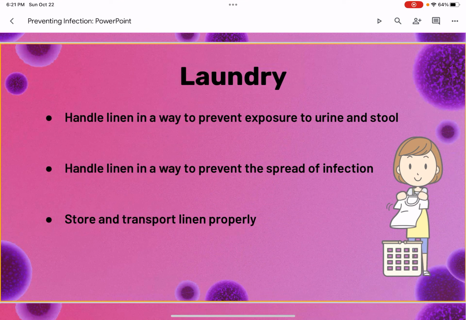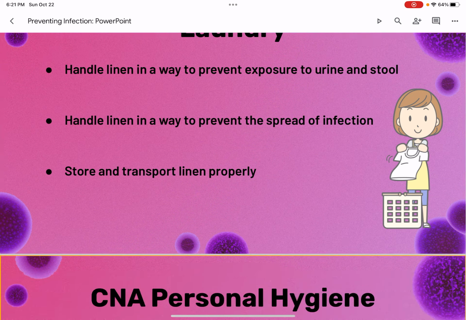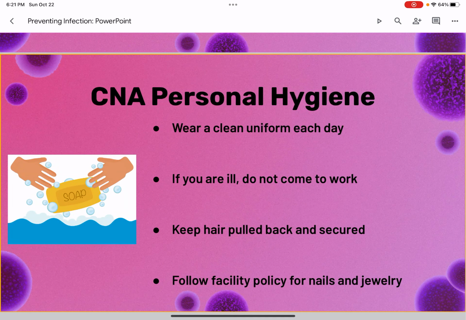When doing laundry, it's important to handle linen in a way to prevent exposure to urine and stool. Handle linen in a way to prevent the spread of infection. You want to store and transport linen properly. CNA personal hygiene: wear a clean uniform each day. If you are ill, do not come to work. Keep hair pulled back and secured. And follow the facility policy for nails and jewelry.